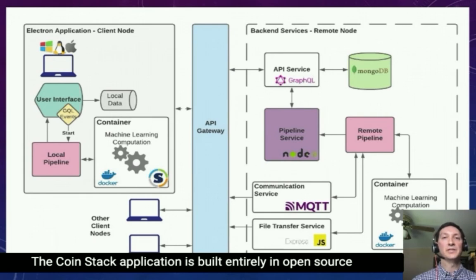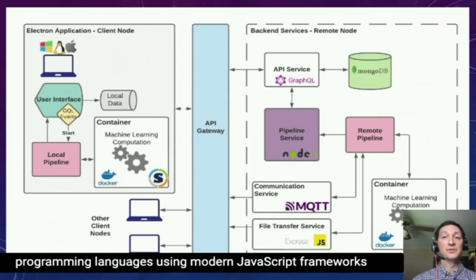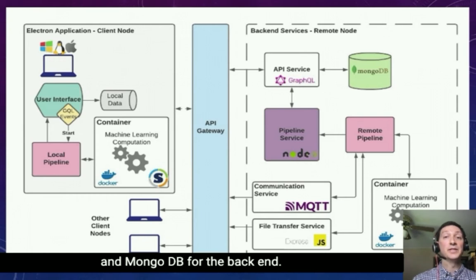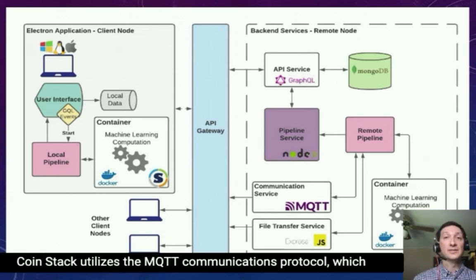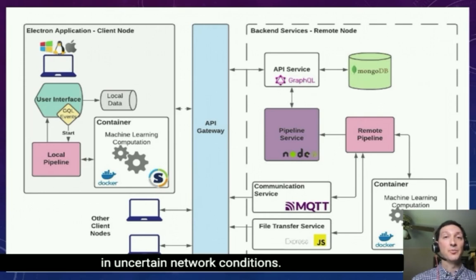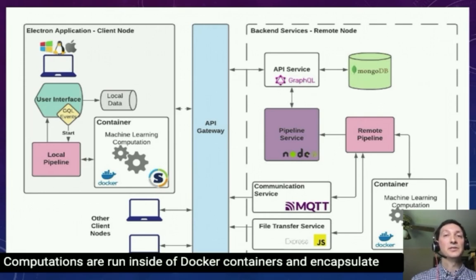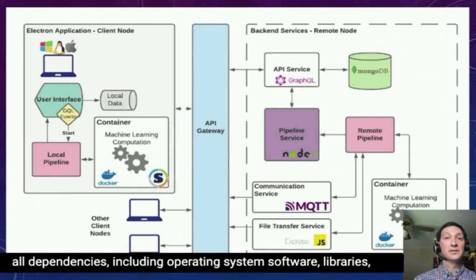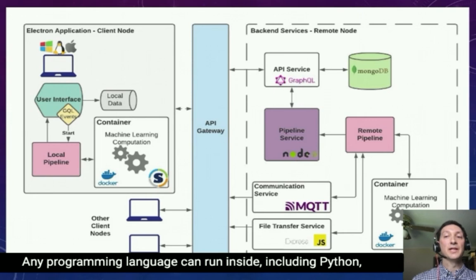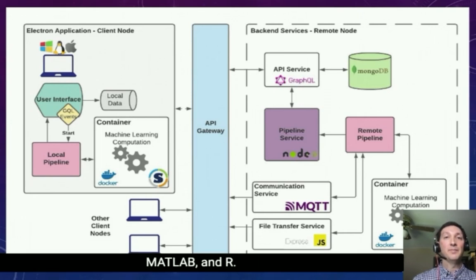The COINSTAC application is built entirely in open-source programming languages, using modern JavaScript frameworks, such as React and Apollo for the front end, and Node, Express, and MongoDB for the back end. COINSTAC utilizes the MQTT communications protocol, which was invented for the Internet of Things, to guarantee reliability in uncertain network conditions. Computations are run inside of Docker containers and encapsulate all dependencies, including operating system, software libraries, and custom code. Any programming language can run inside, including Python, MATLAB, and R.